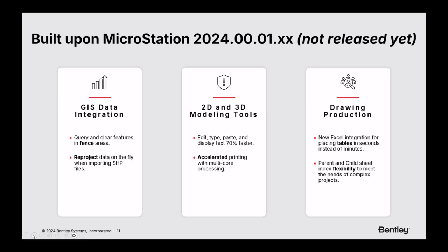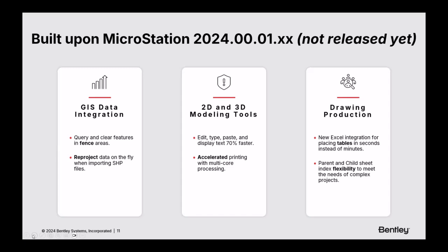Now, some of those that are already out that came out in the 24.0 software include things like some improved GIS integration, where now you can use your fences to query and clear features more easily. You can reproject shape files on the fly. There's work that they were doing within the 2D and 3D modeling tools, improving the speed of the text tools for editing and pasting and typing text. There's acceleration within the printing area by providing the capability to use multi-core processing with the printing. There's improvements in the drawing production areas.